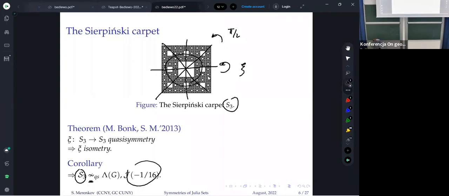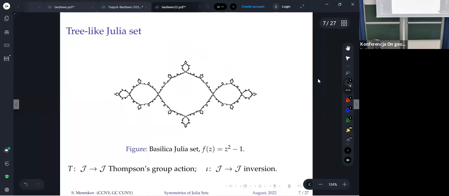Okay. So that is concerning Sierpiński carpets. And we were inspired by these rigidity results for Sierpiński carpets, and decided to look at some other Julia sets.